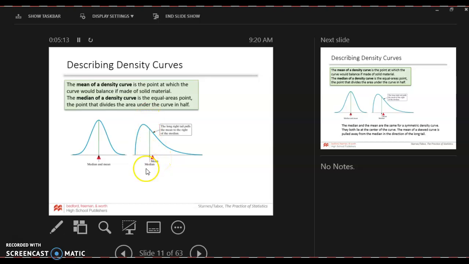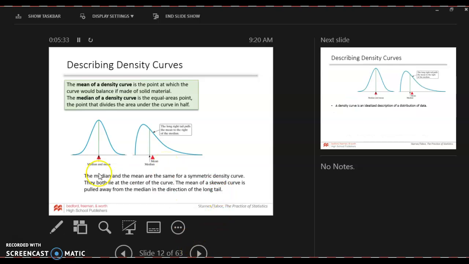The median, again, equal areas is the median. If I were to calculate an integral in calculus, or calculate this area on either side of the median, I would find those areas are the same. So the median's closer to the hump, and the mean gets pulled to the skew in general. So the mean and median are the same for a symmetric density curve. They both lie at the center of the curve. The mean of a skewed curve is pulled away from the median in the direction of the long tail, or the direction of the skew.